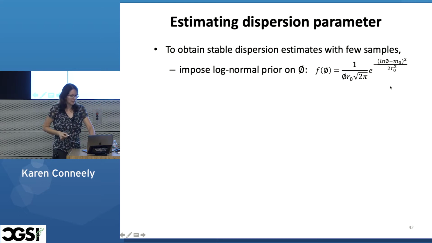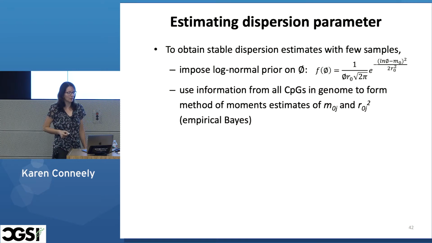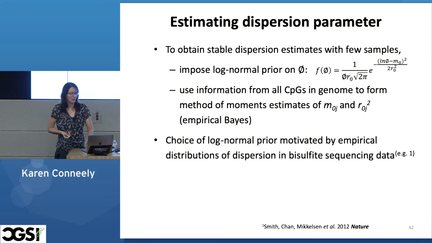And we're actually going to estimate M0 and R0 empirically from our data, instead of just assuming them. We can get method of moments estimates from our actual data set. And that makes this empirical Bayes rather than a classical Bayesian approach where you might start by assuming a prior parameter as well. Our choice of the log normal prior was the one choice that we had to make here.